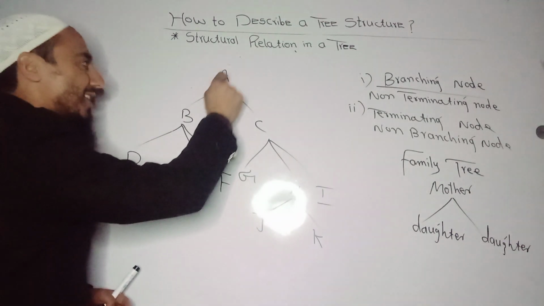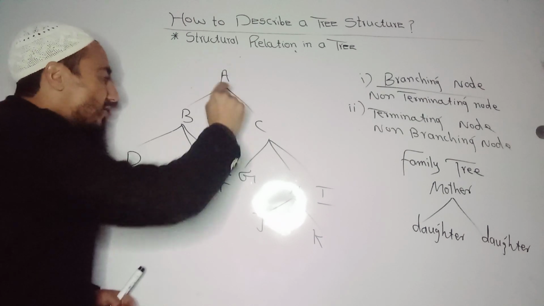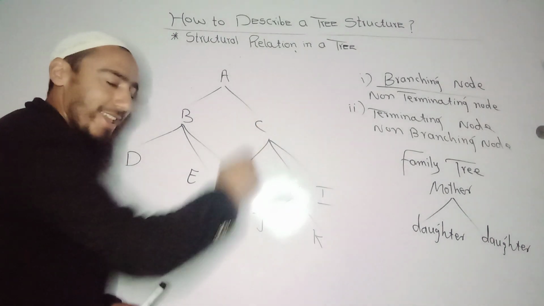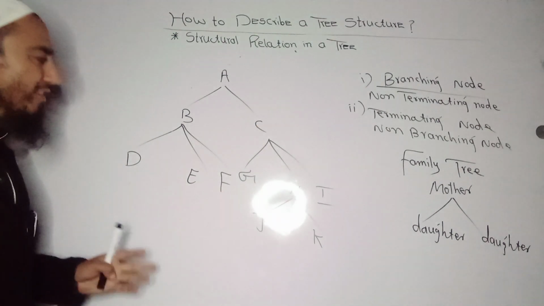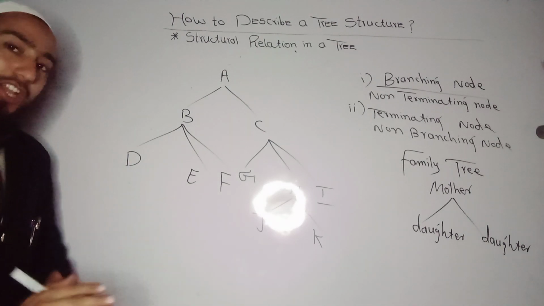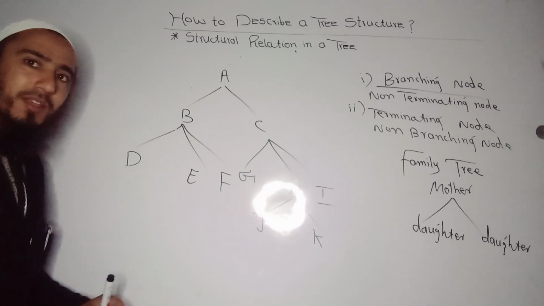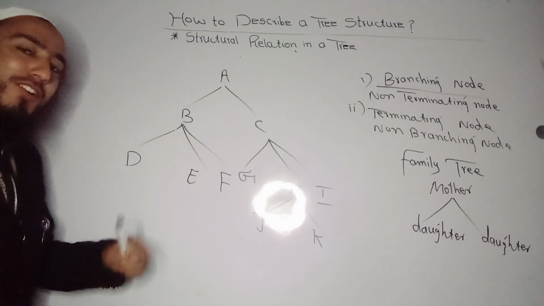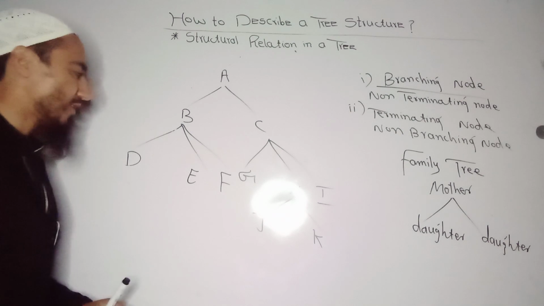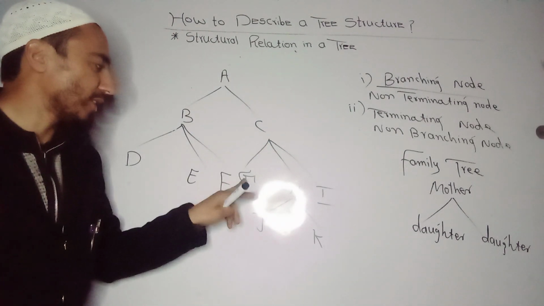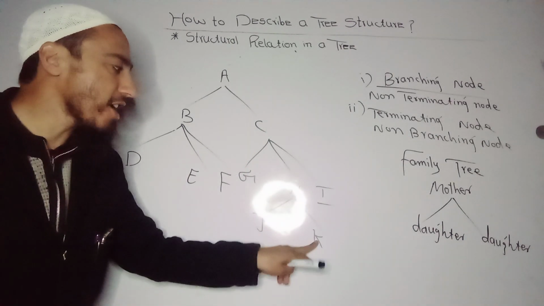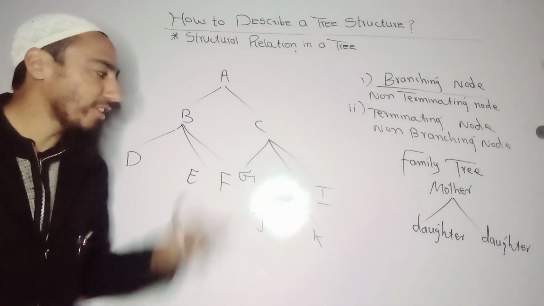However, A dominates C, but A does not dominate what? G, H and I, because here C is the intervener. On the other hand, D and E and F do not dominate B because they are non-branching nodes. Same is the case, C dominates G, H and I. However, C does not dominate J and K because here H is the intervener.